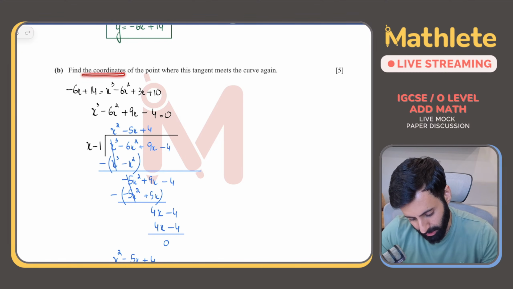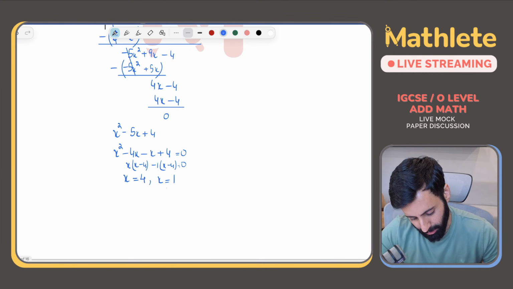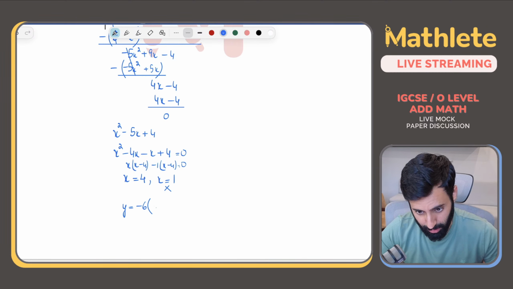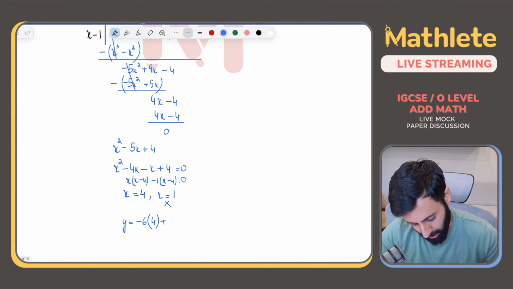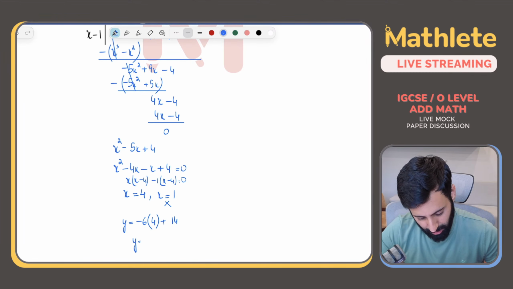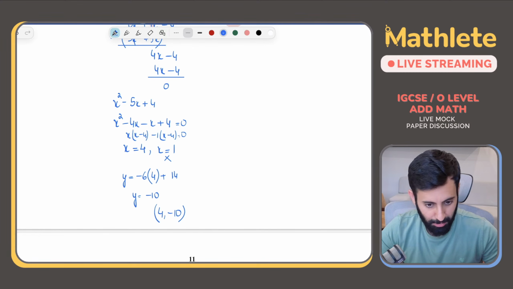What are we supposed to do? We're supposed to find the coordinates. That means we're supposed to find the x coordinate and the y coordinate. Now the only new coordinate for us is x equals 4, so that's the one we're interested in. And using this, we will find the y coordinate. So remember, the equation of the tangent was y equals minus 6x plus 14. That means y equals minus 24 plus 14, which is equal to minus 10. So the coordinates where the line meets the curve again are 4 comma minus 10.